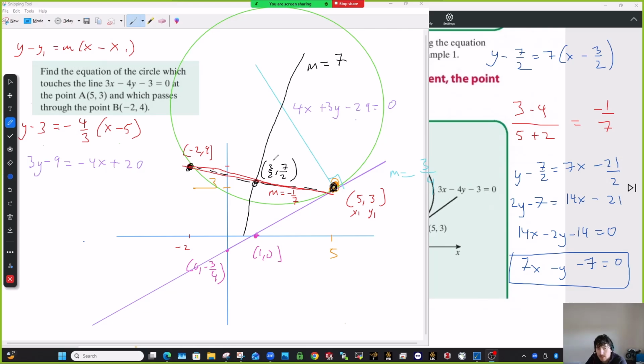Okay, so I've done that. I put that point in and that slope in. So I got 7x minus y minus 7. So just update my diagram with that: 7x minus y minus 7 equals 0.